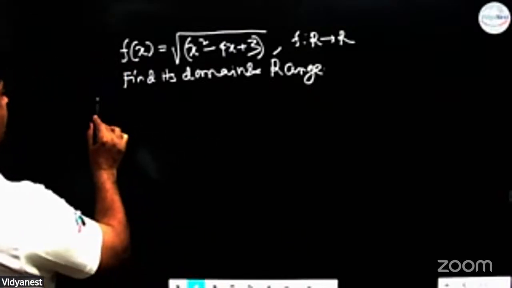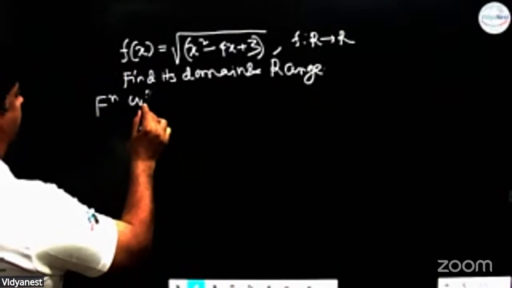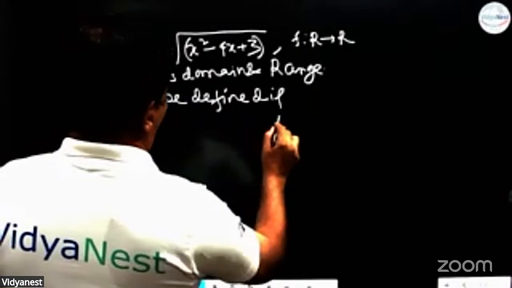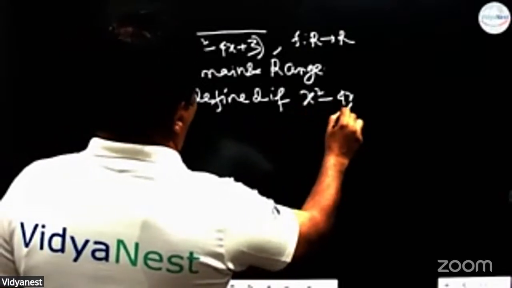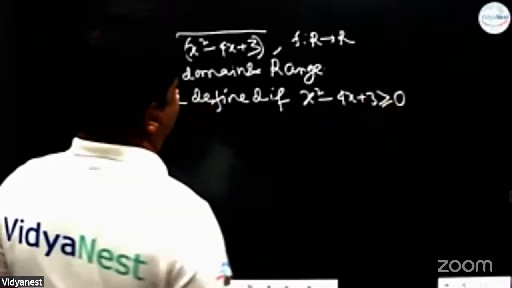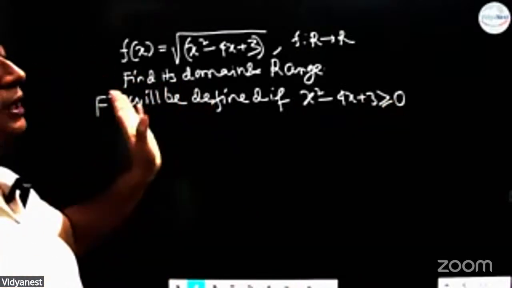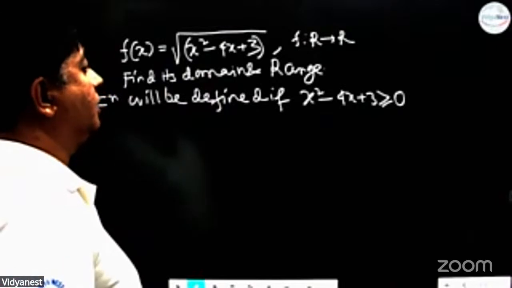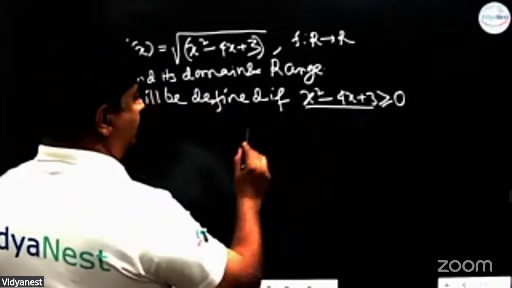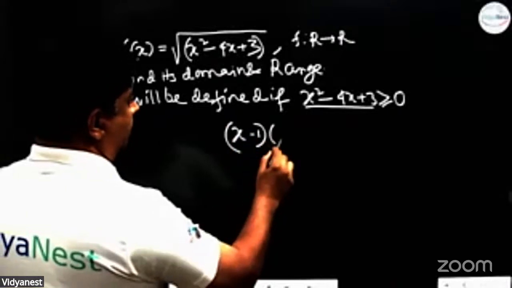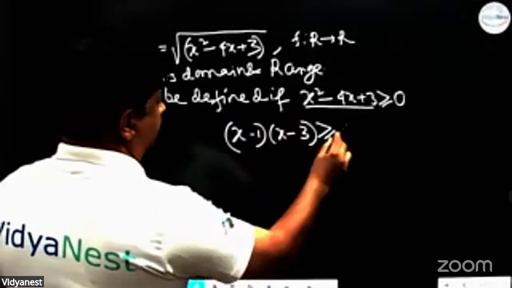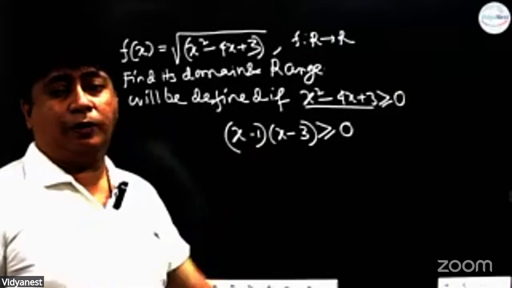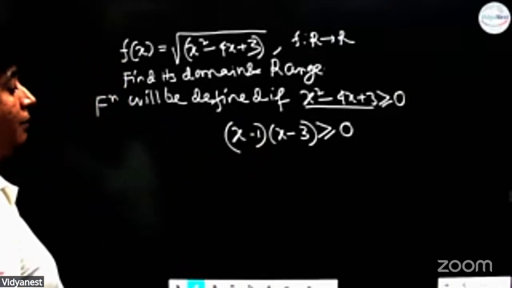So, function will be defined if x square minus 4x plus 3 is greater than or equal to 0, because under root negative in real number will not exist. So, if I factorize it, I will get (x minus 1)(x minus 3). Now how to find the domain? We'll use the wavy curve method.